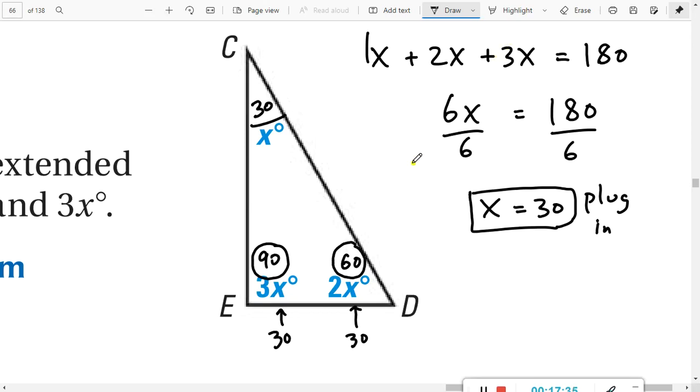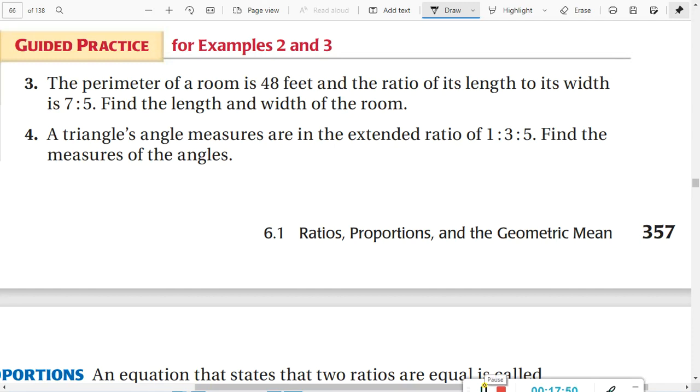Okay? Does your answer make sense? Well, 30 plus 60 plus 90 equals 180. And that's what we wanted. So it checks out. Okay, please pause and try guided practice number 3.